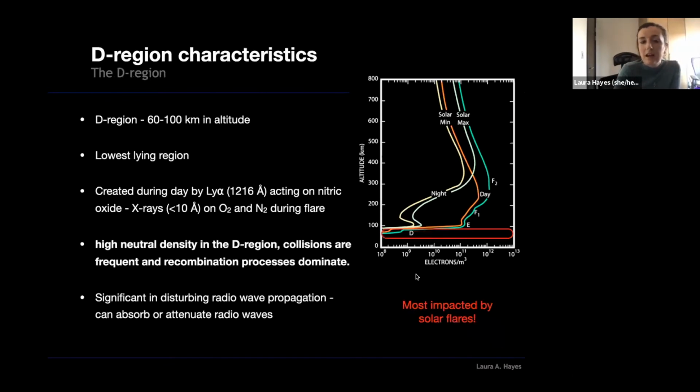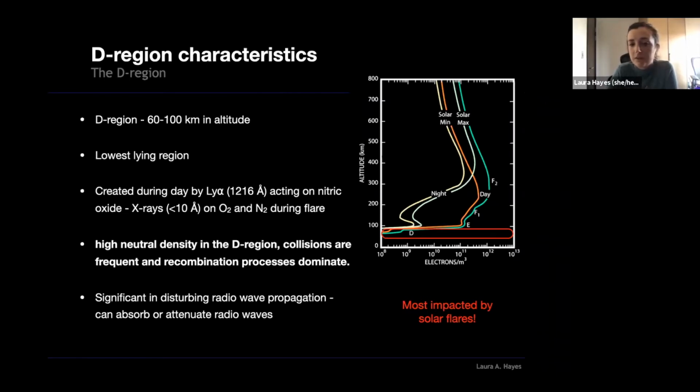And then finally, the D region, and this is the one I'll probably focus on the most throughout this talk. It's the lowest lying region, around 60 to 100 kilometers in altitude, and it's really created during the day. As I said, it mainly disappears at nighttime. It's created during the day by Lyman alpha emissions, the most dominant emission line from the sun. It's essentially the hydrogen line. And this acts on nitric oxide.